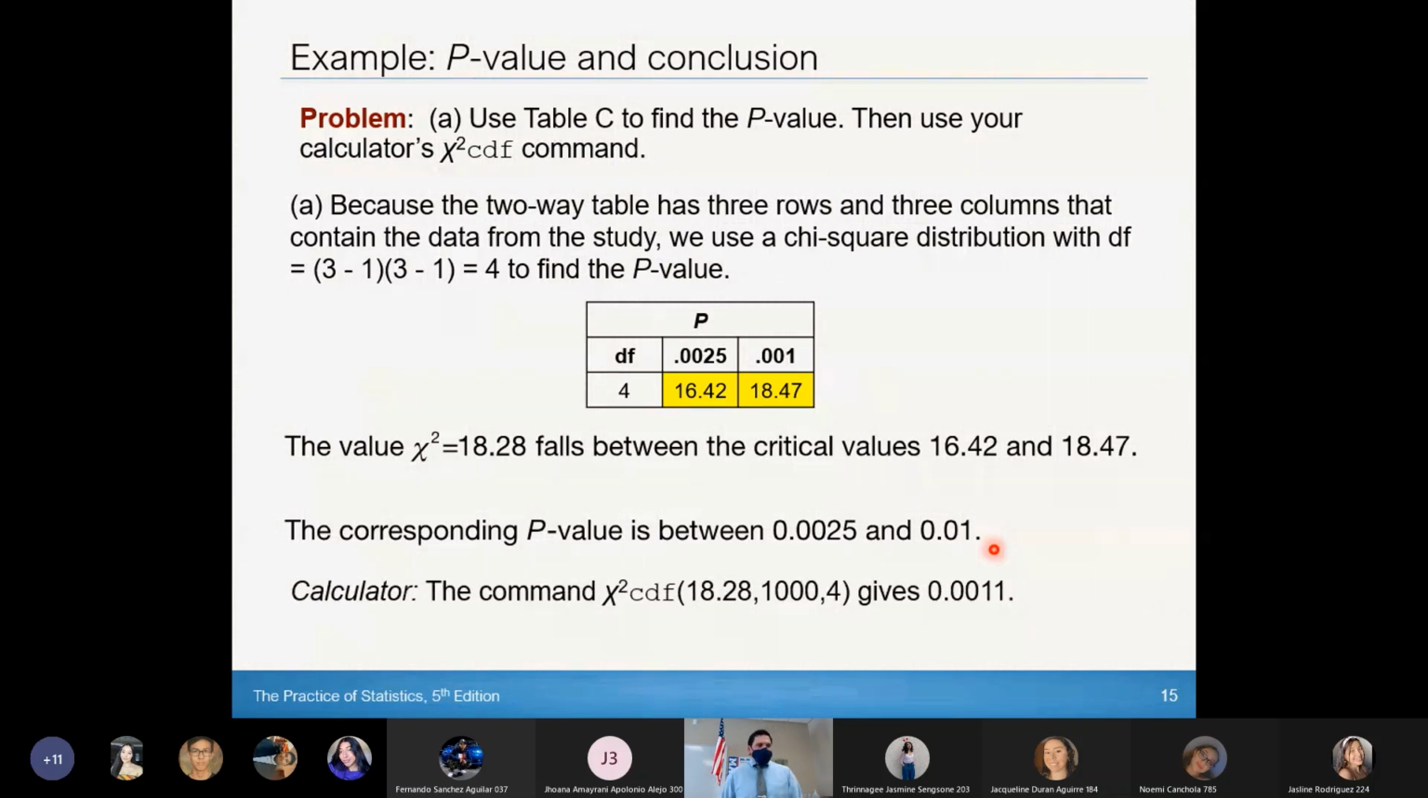In the calculator, you can use the command chi-squared CDF, and then in parentheses, you will enter the chi-squared statistic, an upper bound, which is just a large number because our chi-square distribution is always just greater than some value of chi-squared. So the value of chi-squared is a lower bound, and the upper bound is just a big number. And then the last entry is the degrees of freedom. That will give us a p-value of 0.0011, which makes sense because 18.28 is much closer to 18.47 than 16.42.